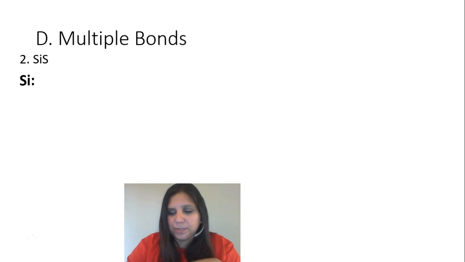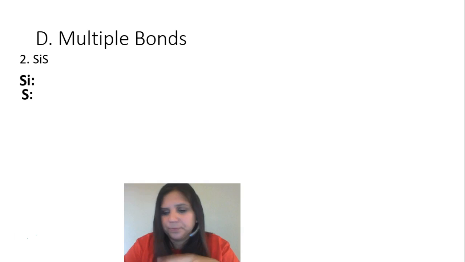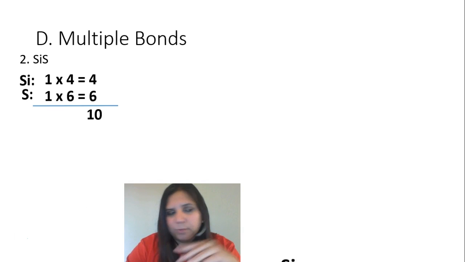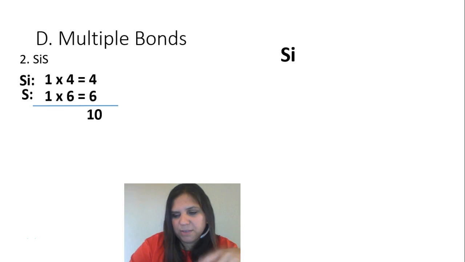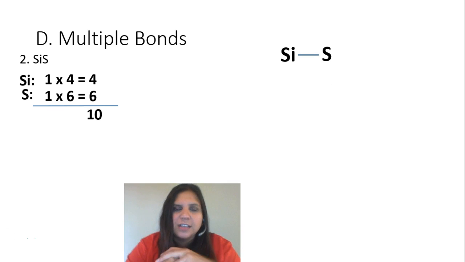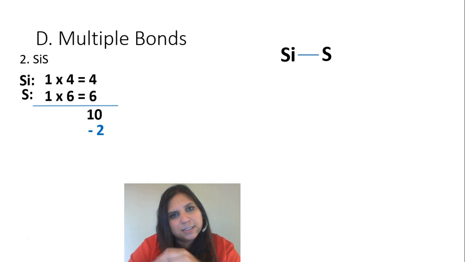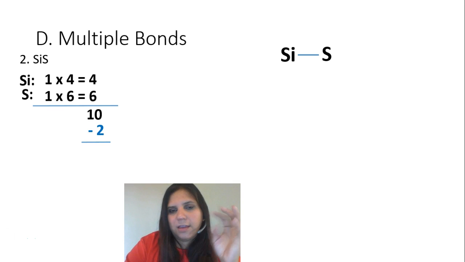All right, so we have silicon and sulfur. If you figured that out to be 10, good job. We'll put silicon in the middle. It's written first. There's really no middle here. But silicon to sulfur, drawing a single bond to sulfur, that's using 2 valence electrons. And then we have 8 left.